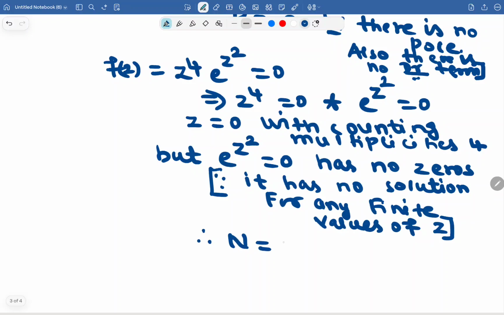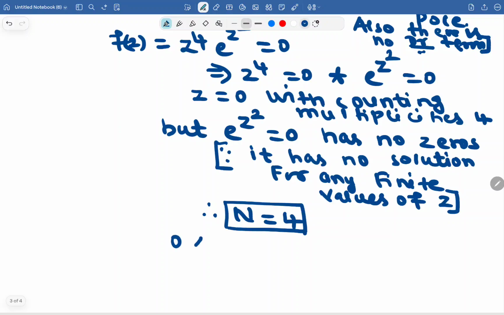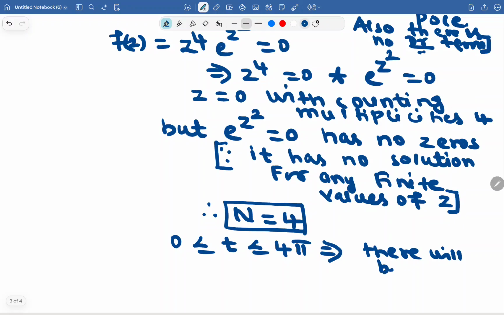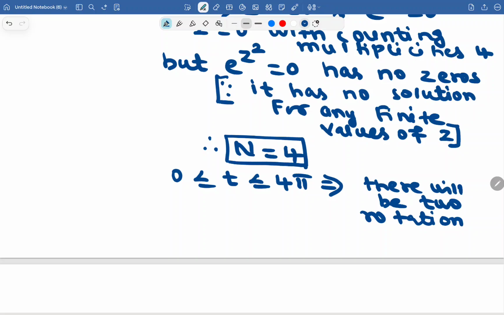Therefore, n is equivalent to 4. Also given in this problem, 0 less than or equal to t less than or equal to 4 pi. This means that there will be 2 rotations. One rotation means 0 less than or equal to t less than or equal to 2 pi, but it is given in the form of less than or equal to 4 pi. Therefore, there will be 2 rotations.